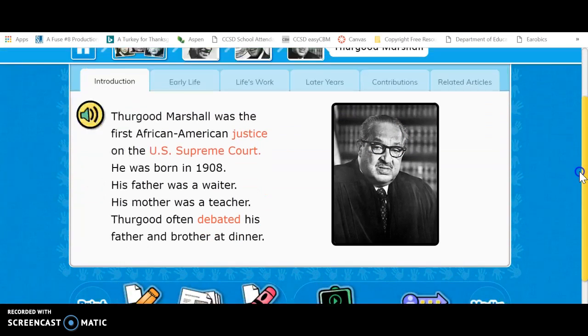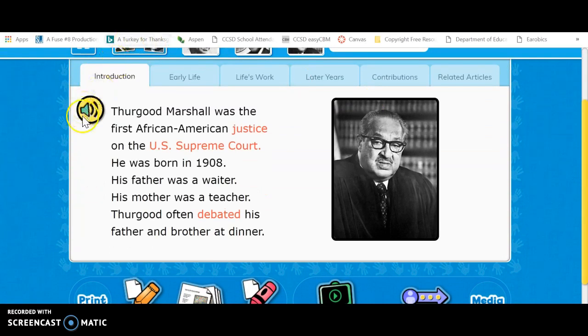And in PebbleGo, just a few features that I want to make you aware of before you start your research. There is a yellow circle right here, and that allows the text to be read aloud to you. Now, if you use this feature, remember, make sure you have your headphones on and make sure that your teacher gives you permission to do that. But it highlights and reads the text aloud to you.